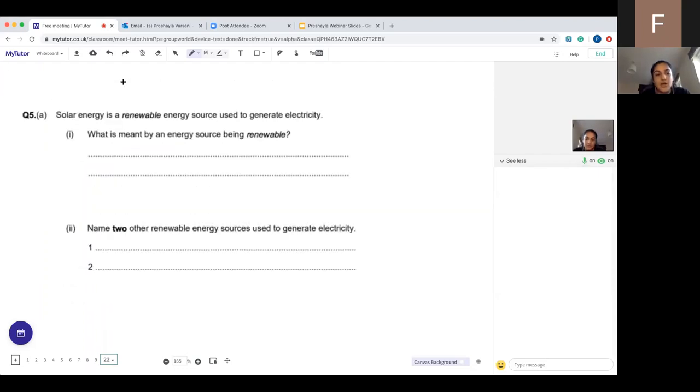Cool. So the next one talks about solar energy. Solar energy is a renewable energy source used to generate electricity. What is meant by an energy source being renewable? And name 2 other renewable energy sources used to generate electricity. So I'll give you 1 minute to think about what the answers might be there.